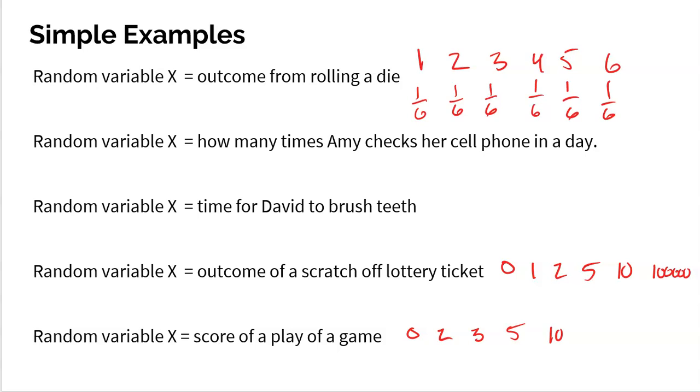So the key thing here is that the capital letter used to represent them doesn't matter. Some people could use a capital T for a scratch-off lottery ticket or a capital G for a game. You don't always have to use X, but there are only 2 different types of random variables, discrete or continuous, and hopefully you're slowly learning the difference between them.